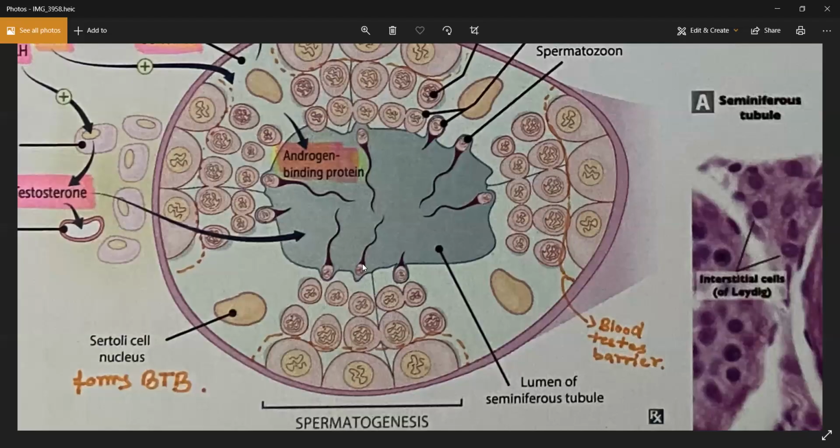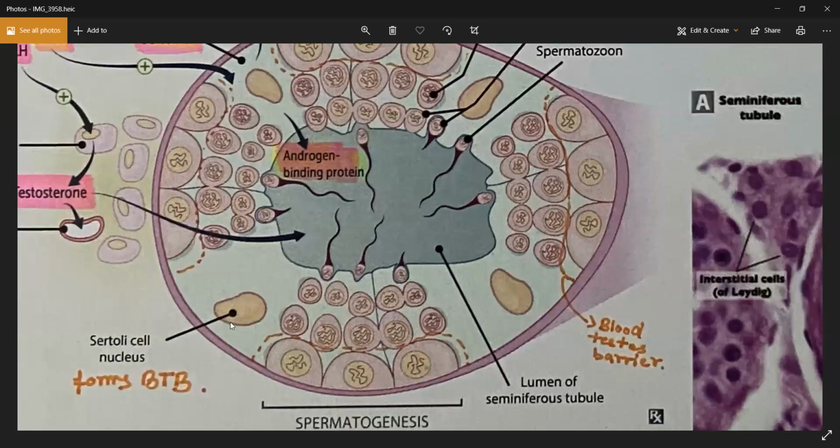That's inside of the blood testis barrier, right? Yeah, exactly. As you can see, this is the blood testis barrier that I made. I hope you appreciate that this line, and this line also, is all of one cell, the Sertoli cell. This is a whole cell, and this is the nucleus of the Sertoli cell.